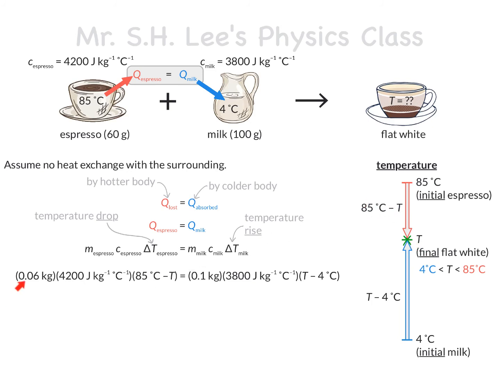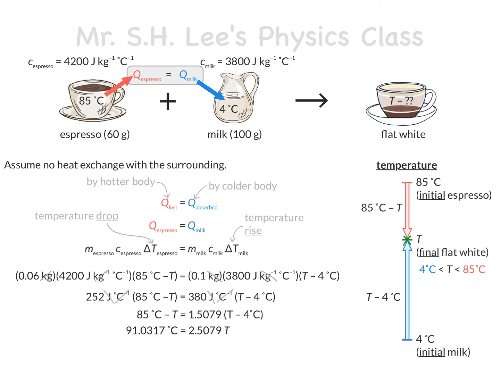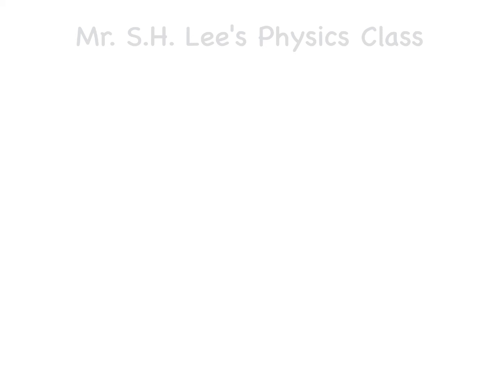Solving this equation and manipulating the units correctly, we have this result. The temperature of the resulting flat white is 36.3 degrees Celsius. Well, this is too cold for a cup of good flat white. Probably, I should preheat the milk before it is mixed with the espresso. So, this is the basics of finding temperature at thermal equilibrium when we put two bodies into thermal contact.